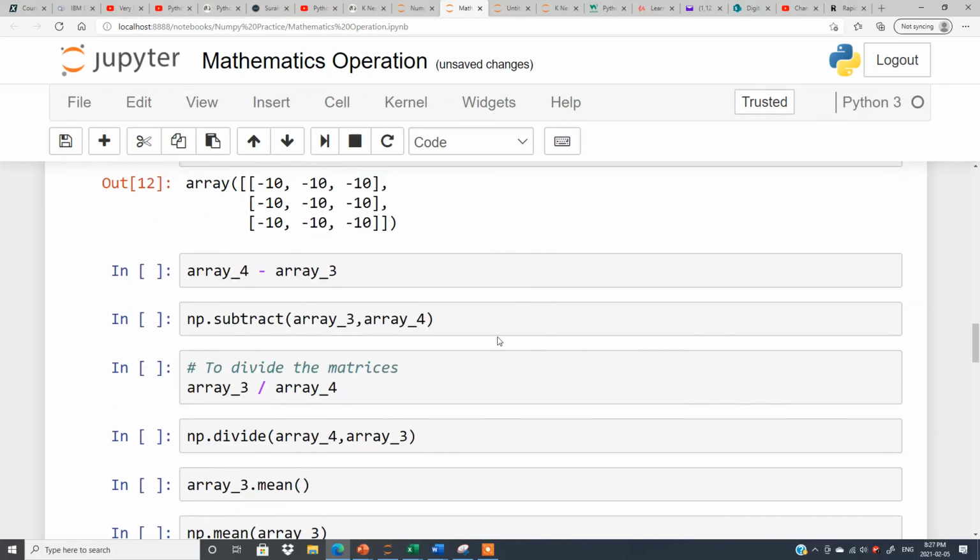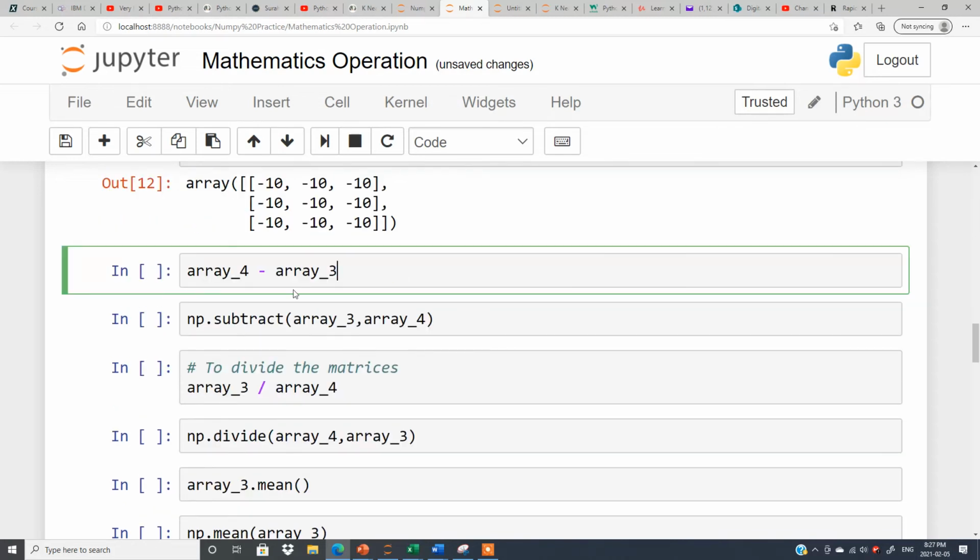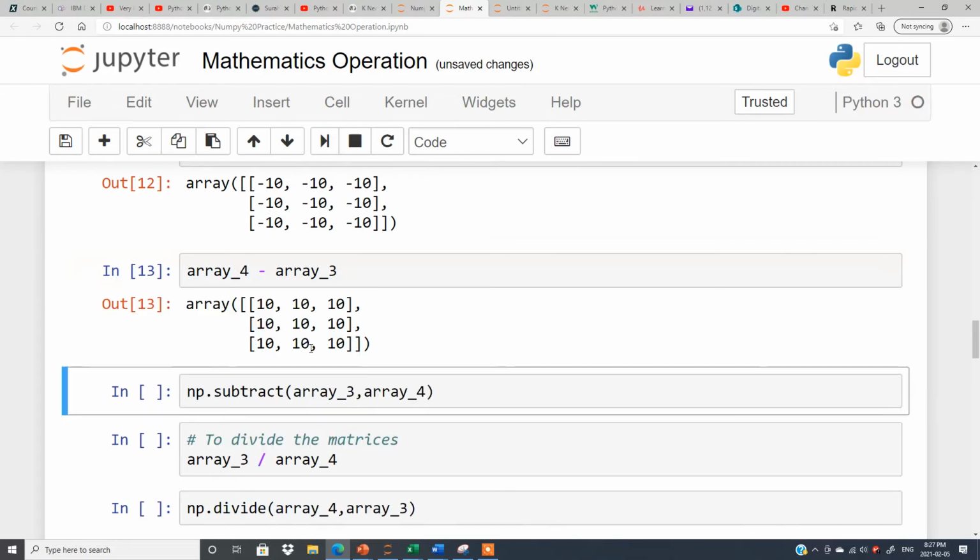But again it is not necessary that you always subtract array 3 minus array 4. If you want, you can write array 4 first according to your programming. Before, we had negative because we were subtracting 3 minus 4. Now we are subtracting 4 minus 3.